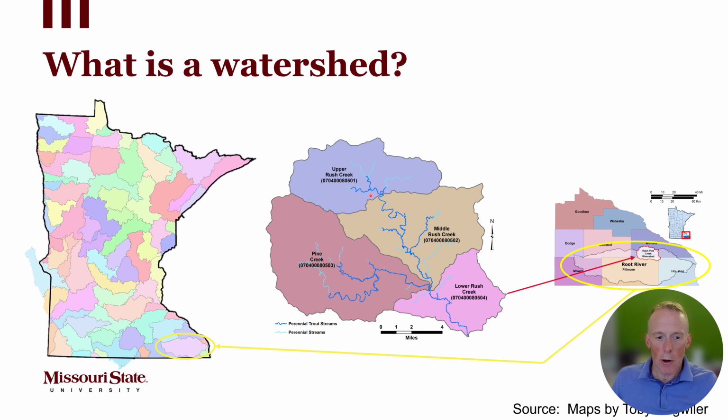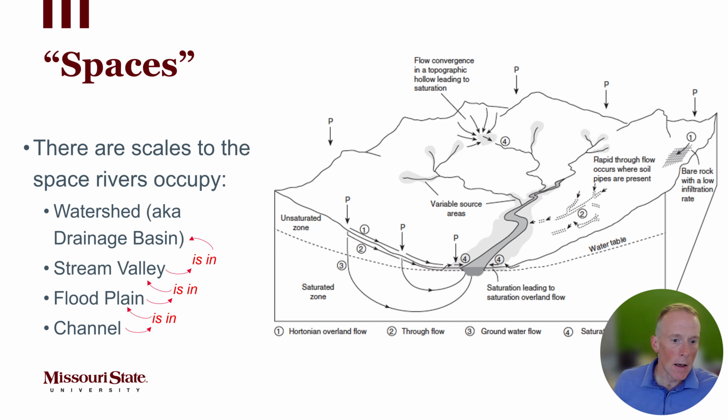Those four sub-watersheds nest together into the larger Rush Pine Creek watershed. Those are part of the larger Root River watershed, and the Root River watershed drains east to the Mississippi River and ultimately out to the Gulf of Mexico. So watersheds have different scales. This is one of the reasons we want to map them, and we use GIS to do those maps. That's what you're going to be learning to do.